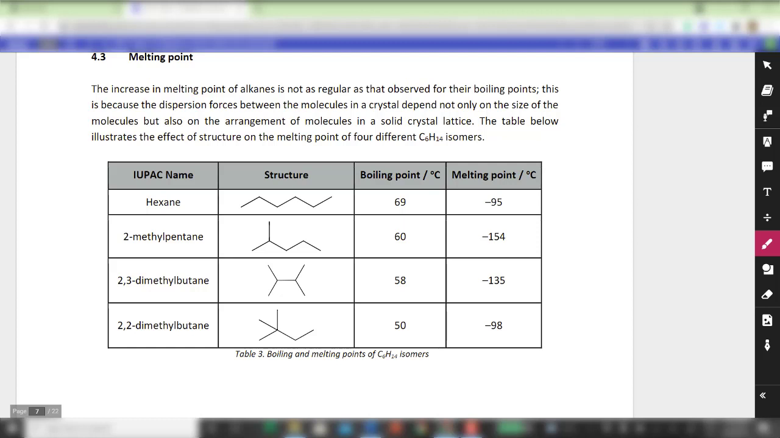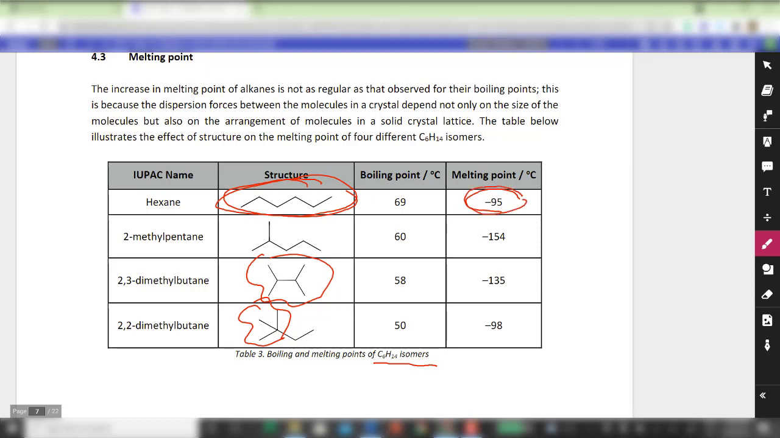In general, they follow a similar trend. So in our case here, you have the trend for all the isomers of C6H14. You realize that as you go from a straight chain to something that is pretty compact, and then to something that is very, very compact at one end, the boiling point decreases in a certain manner. But for the melting point, the one with the straight chain actually has a higher melting point than the rest.